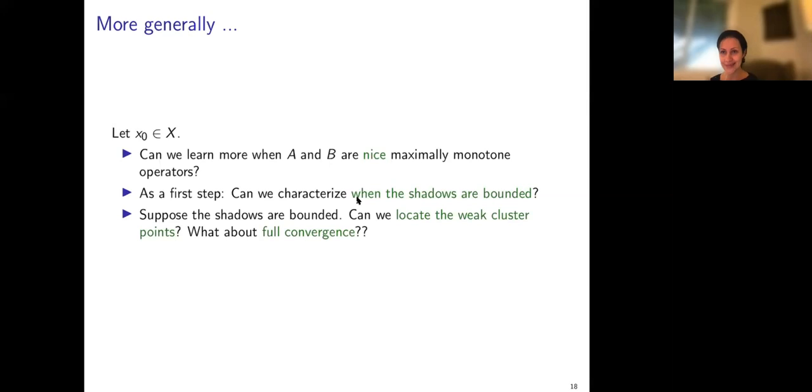Now, the first step: we're talking about the shadow sequence, which we are putting a lot of hope on. And the question is, can we characterize at least when it is bounded? So far in these works on convex feasibility, we get boundedness for free, and outside convex feasibility, we needed a sufficient condition. Can we get a necessary one? Now, suppose we were lucky and proved that the shadows are bounded, can we locate the cluster points? And if we can locate the cluster points, the story is that we get more greedy and we want to prove the full convergence.